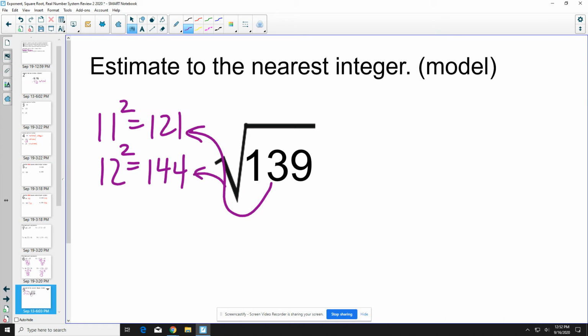And what I have to figure out is, is 139 closer to 121 or closer to 144? Well, it's 5 away from 144 and it's 18 away from 121. So it's closer to 144. So this would be about equal to 12. That means approximately equal to 12. So it's closer to 12 than it is 11.